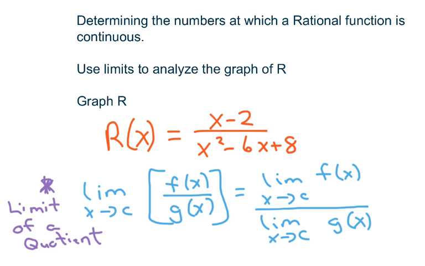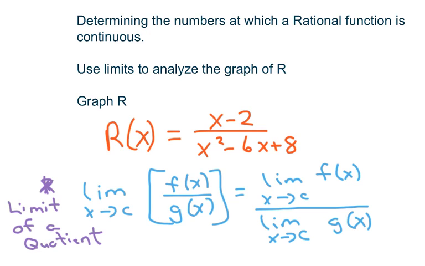We're going to look at rational functions and determining the numbers at which a rational function is continuous. We're going to use limits to analyze the graph of R and then look at R by graphing R. We're going to do 5 problems here, and the first one we're going to do is this first rational function that you see here.